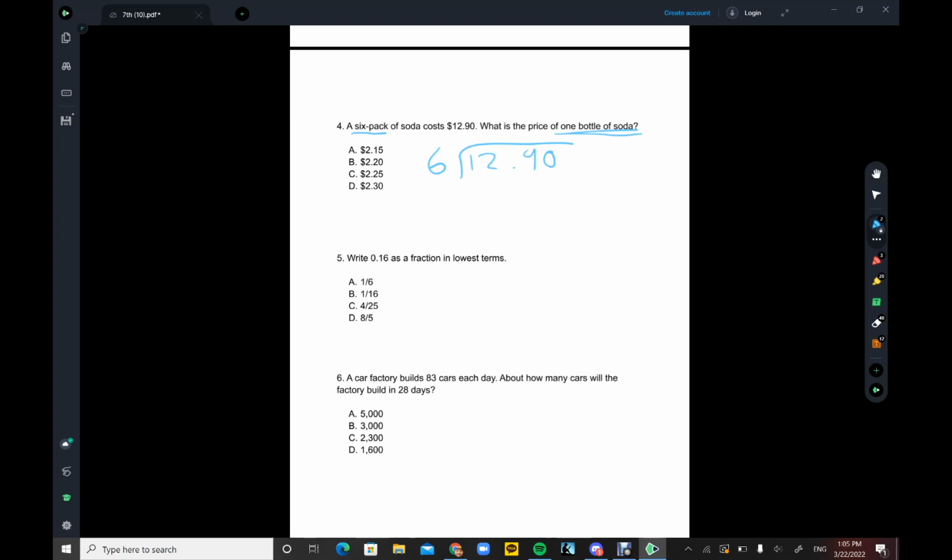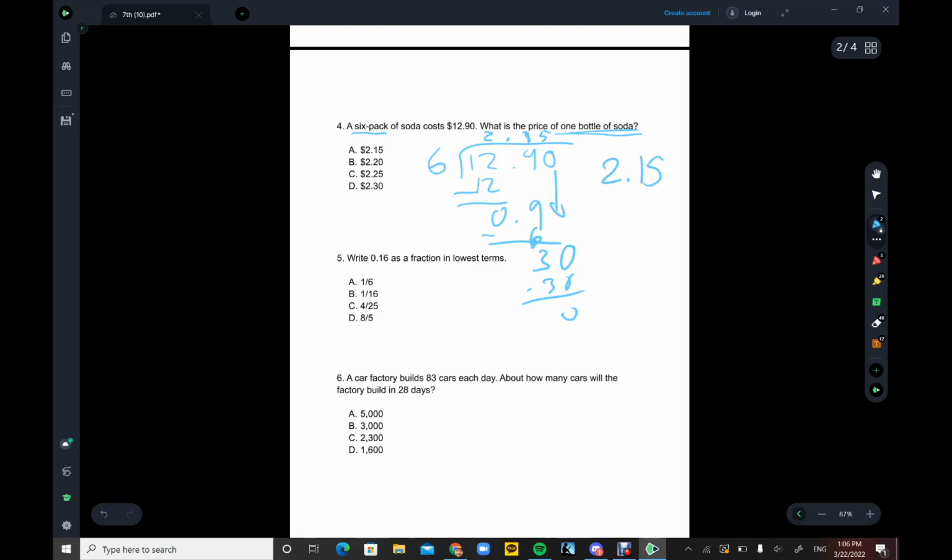So 6 goes into 12 two times. Subtract 12 from 12. 0.9. Don't forget the decimal. 6 goes into 9 one time. And you subtract, you get 3. And then drop the 0. 30. 6 goes into 30 5 times. 30, 0. Okay, so your answer would be $2.15.